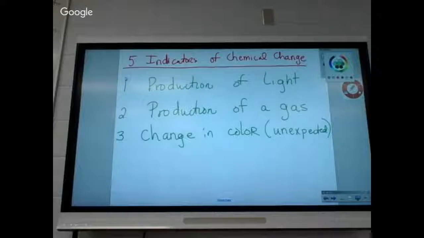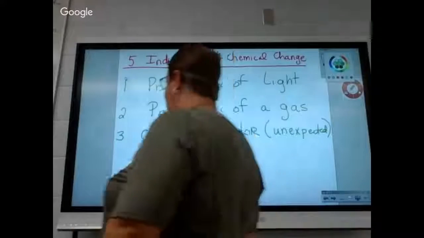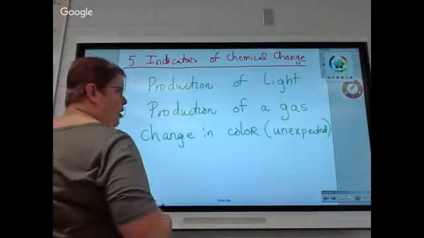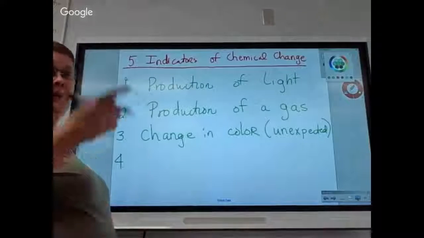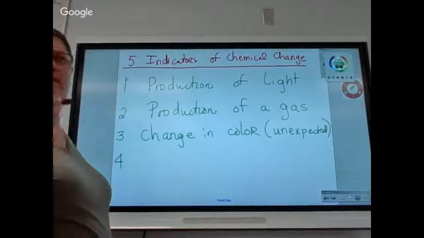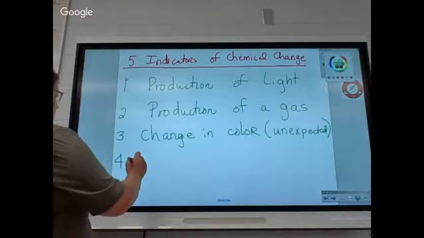All right, if it works like we're supposed to in art class, it's not a color change. It has to be something unexpected. Okay? So if I wake up blue. All right, if Daniela wakes up tomorrow as a Smurf color, then it's an unexpected color change. That's a chemical change. All right?